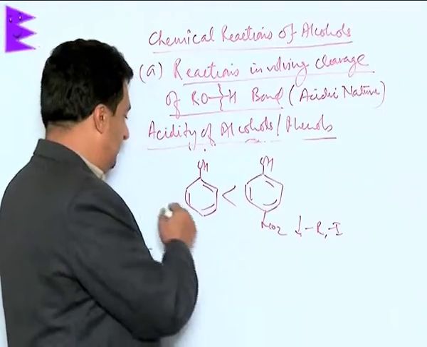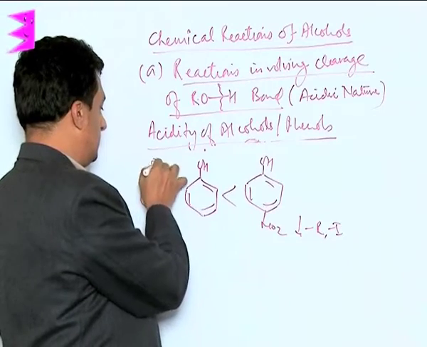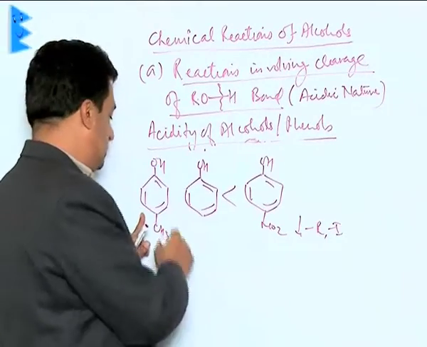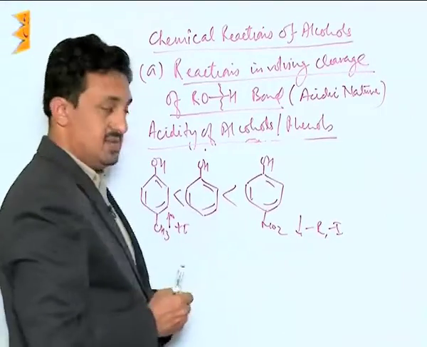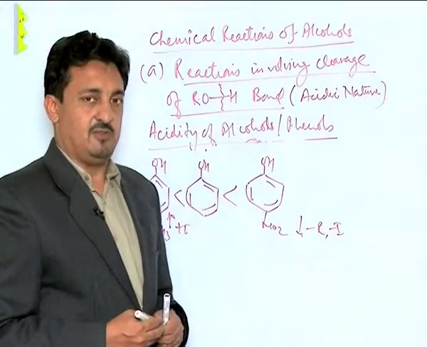Whereas on the other hand, if we have what? A methyl group at the para position, this is what showing plus I. So what we find is phenol is more acidic. So this is how we can easily compare the acidic natures of the different types of phenol.